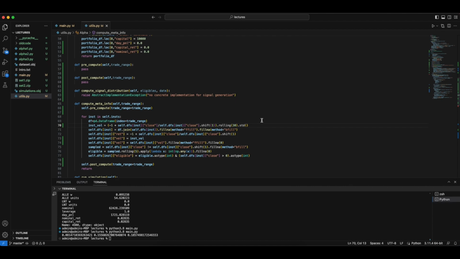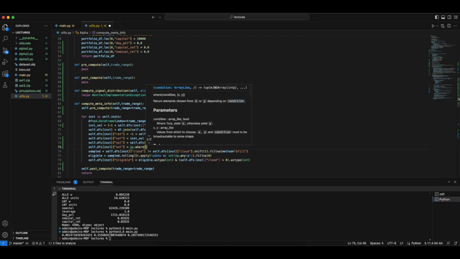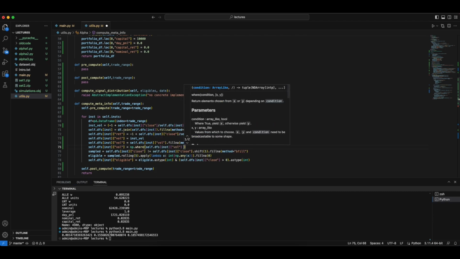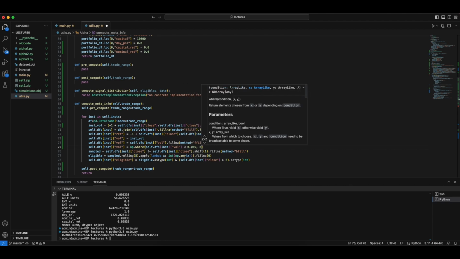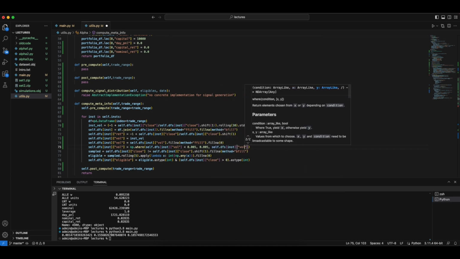So it is a decent practice to set a minimum volatility level. If the volatility level is below, say, a certain threshold, then we set it to this minimum threshold. Otherwise, we will use the original volatility.